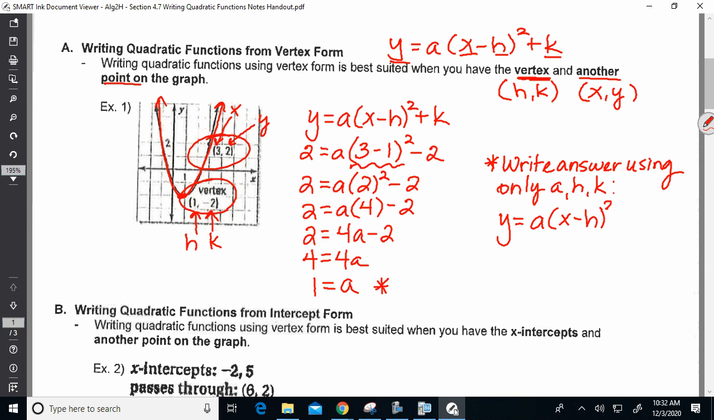So there's the original function. Plug in what we found: y equals a parentheses x minus 1 squared minus 2. So there's your final answer. Technically, since a is equal to 1, you do not have to write it. So you could give your answer like that, and that's perfectly fine.